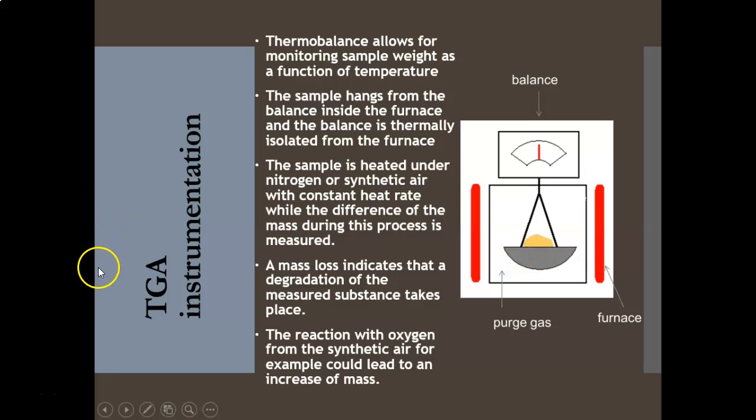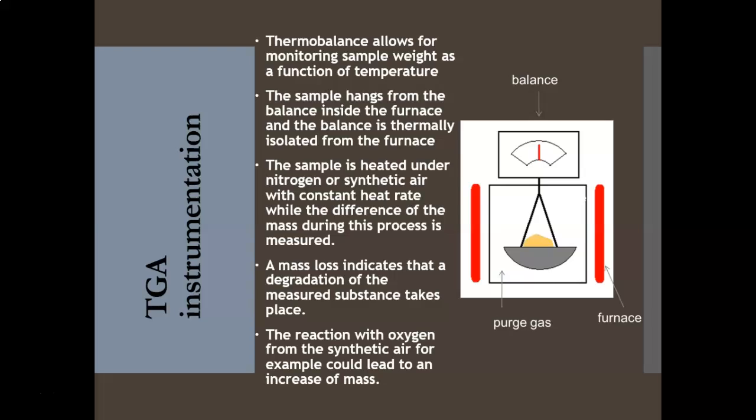Now we continue with the TGA instrumentation. The thermobalance allows for monitoring sample weight as a function of temperature. The y-axis is sample weight and the x-axis is temperature. The sample hangs from the balance inside the furnace, and the balance is thermally isolated from the furnace. It depends on the temperature that you have set. If you set a high temperature, it will take more time to get the result.